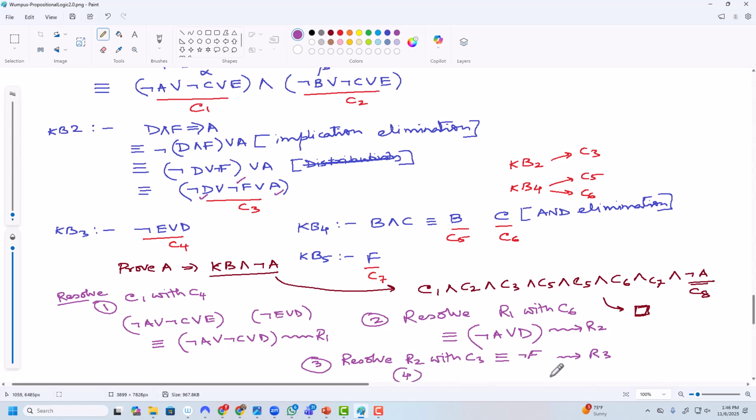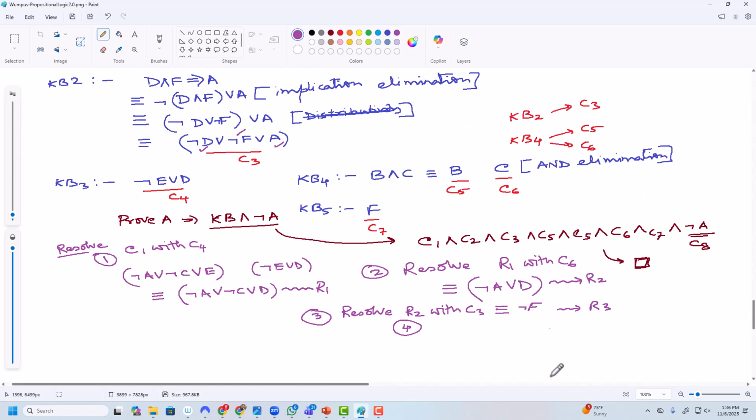Now step 4. Our last clause, KB5, is F, which is C7. F and not F cancel out, they are complementary to each other. So resolve R3 with C7, and then we get a null clause. Getting a null clause means our proposition not A is false, and that means A is true.